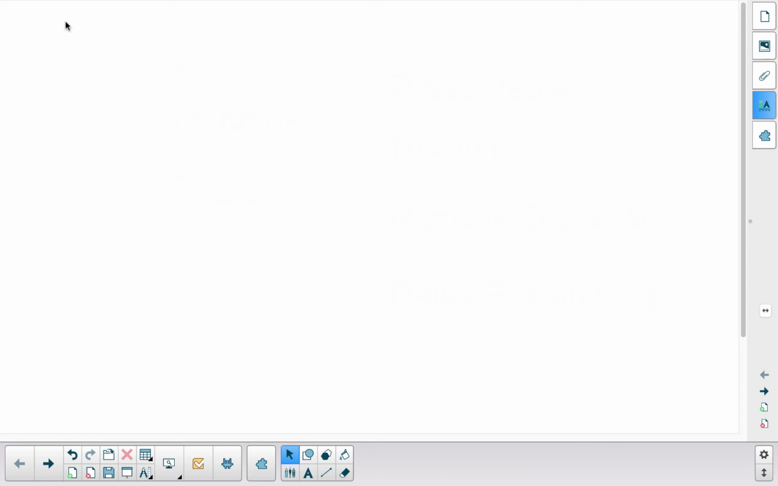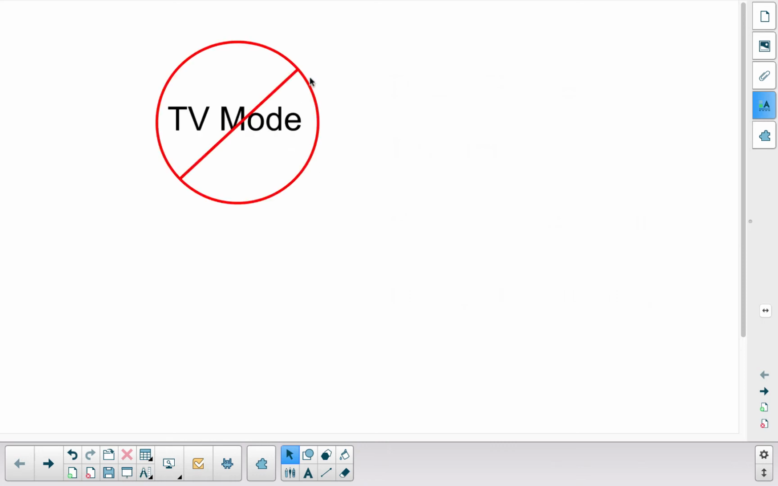I'm about to show a video on multi-step equations with variables on both sides. Before you watch, just a couple tips when you are watching any video related to math or academic content. The first thing you want to watch out for is that you want to stay away from what I call TV mode. What do I mean by that?